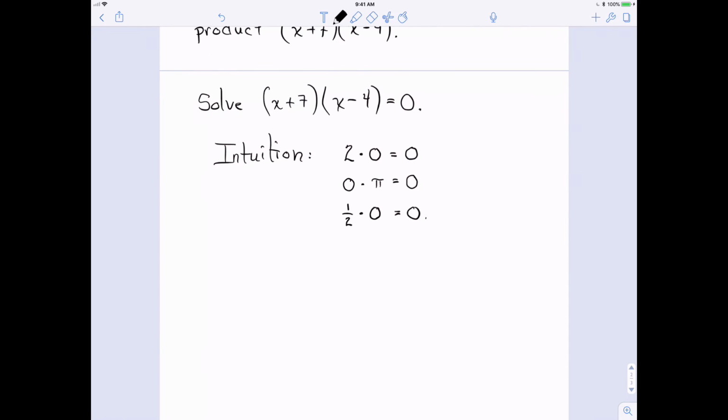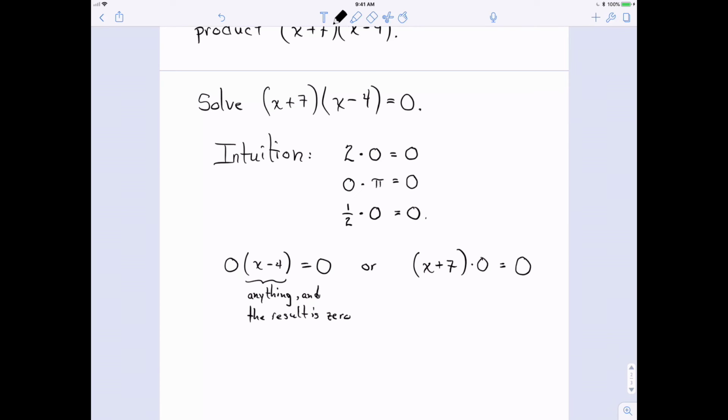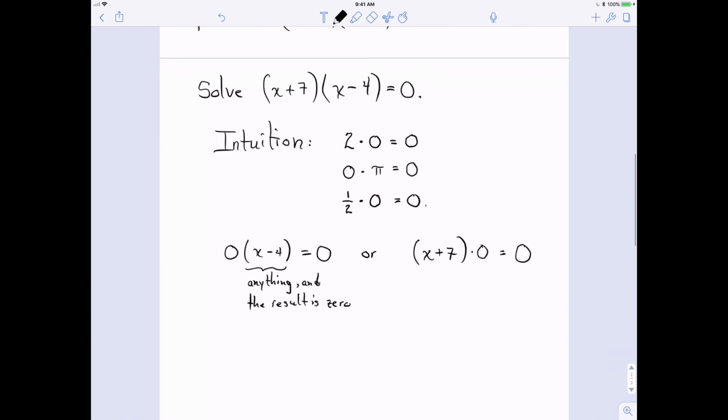So, in other words, what if x plus 7 was 0? So what if I had the problem of 0 times x minus 4? It doesn't matter. This could be anything. And the result is still 0. So I could say this is 0. Or what else could happen is, what if the x minus 4 was the 0? Then, again, this would be 0.